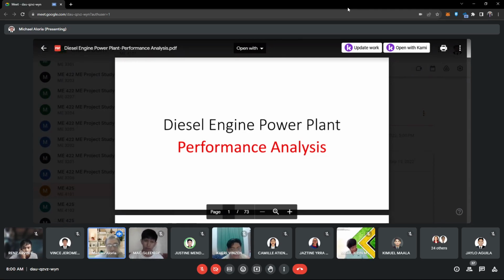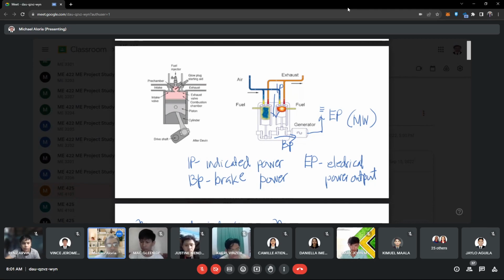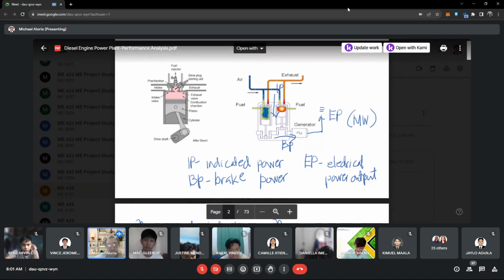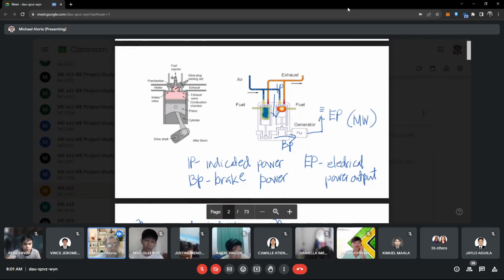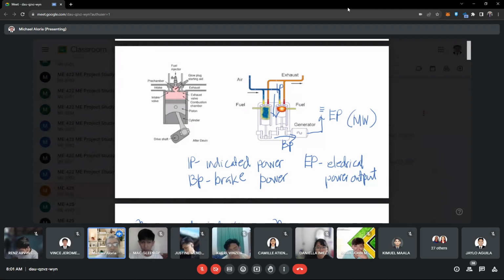First, we have to consider the different power outputs. First, we have the indicated power. So indicated power is basically the power developed at the engine cylinders. Okay. And then we have the brake power. So this is basically equivalent to the shaft power. Okay. And then we have your electrical power output. Okay. So this is your megawatt rating. Okay. So this will serve as our plant capacity.